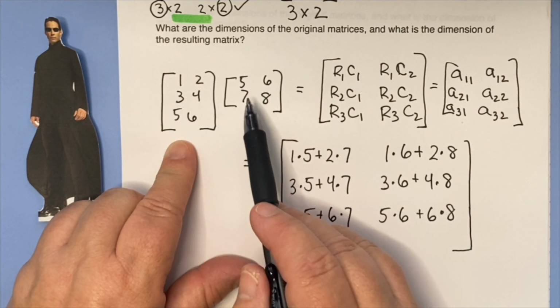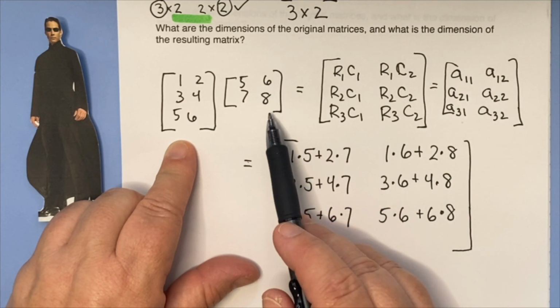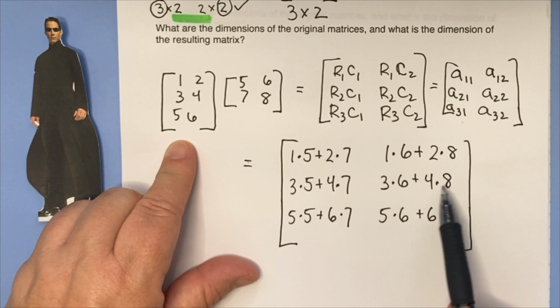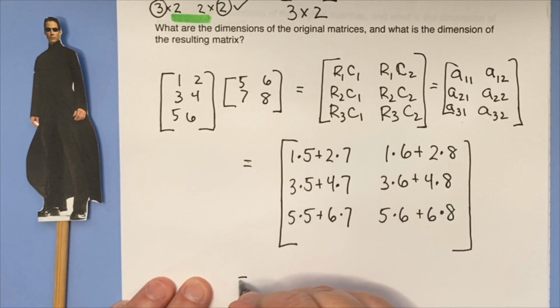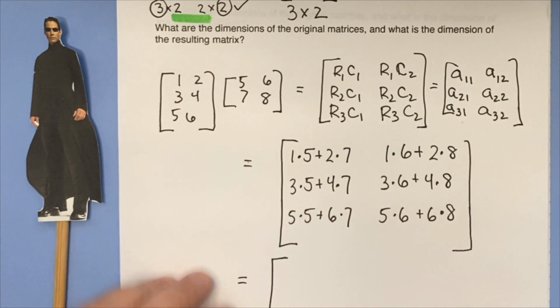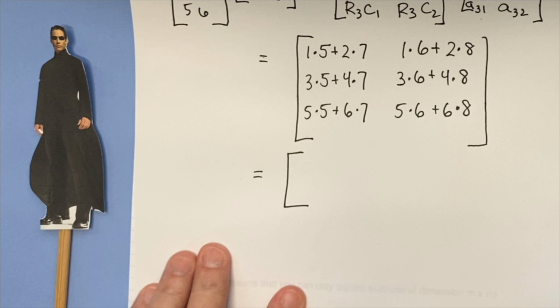Then we've got 5, 7, 5, 7, 5, 7, 5, 7, 6, 8, 6, 8, 6, 8, 6, 8. So you should see these patterns. Okay, next up, I actually have to multiply them. This then just becomes the matter of multiplying and adding.